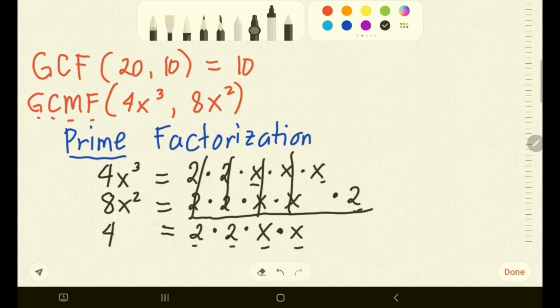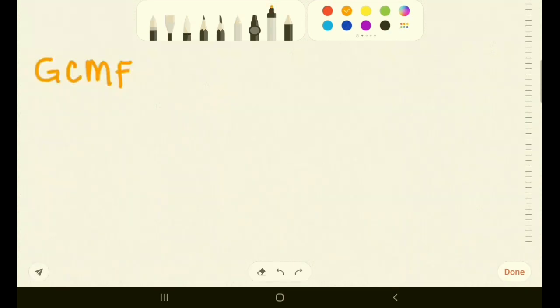X times x, that's x squared. Okay, so meaning the GCMF of 4x cubed and 8x squared is 4x squared. Another example in finding the GCMF, or the greatest common factor.